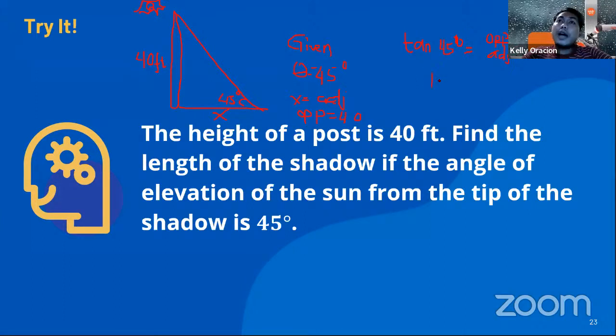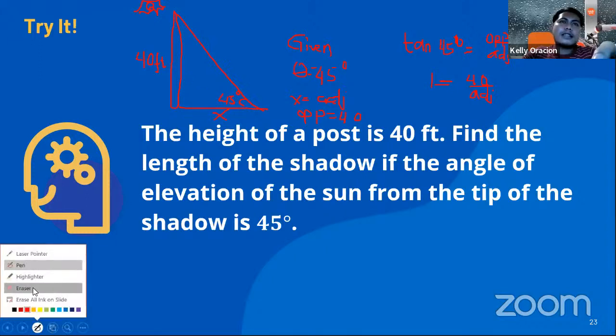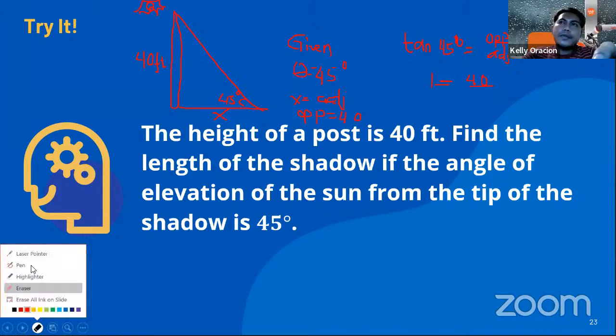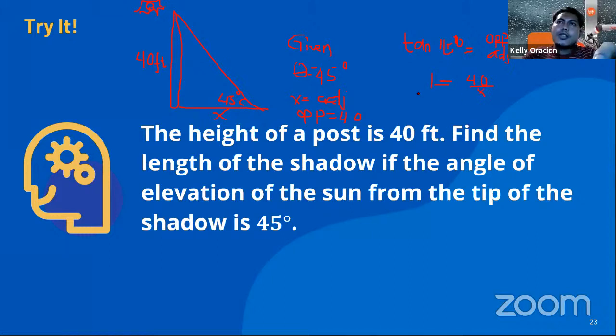Tan 45 is 1. The opposite is 40. The adjacent is missing. So you have x. The adjacent is x. Cross multiply, you have x is 40 feet also.